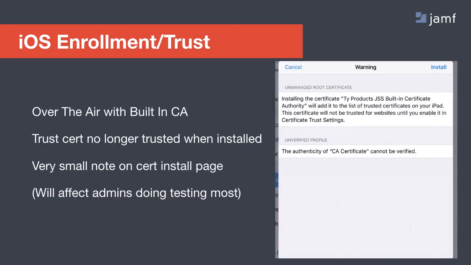You'll notice, though, that we didn't talk at all about over-the-air or user-initiated enrollment with a built-in certificate authority. And the reason for that is the previous enrollment process involved pulling that down and then trusting it. That certificate authority is not going to be trusted on its own after you install it anymore. You'll notice this warning, which was always kind of there, but it's changed a little bit. Right after you download the certificate authority to install it, that last sentence there: this certificate will not be trusted for websites until you enable it in certificate trust settings.